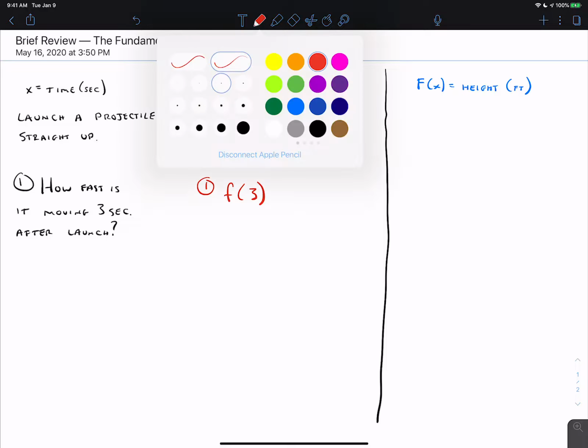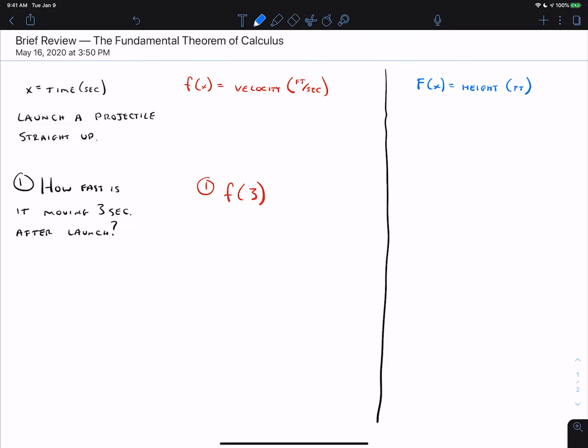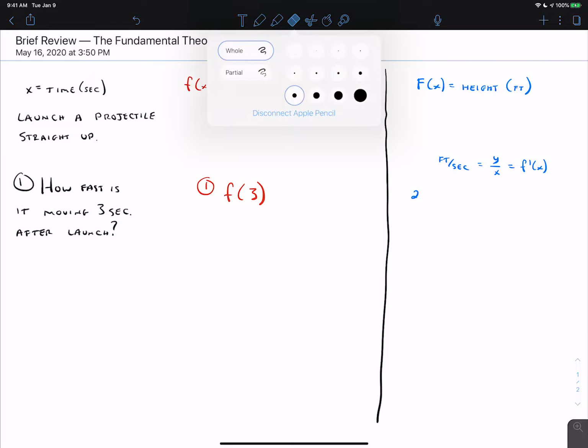On the right-hand half of the screen, we don't have the velocity function, we have the height function. So to get velocity, we want feet per second, which is, in this case, y divided by x. On the last video, we talked about that being the derivative. And so when we talk about the units of the derivative, those are y divided by x. Also in Calc 1, problem 1 here, in Calc 1, you learn that the derivative of height is velocity.